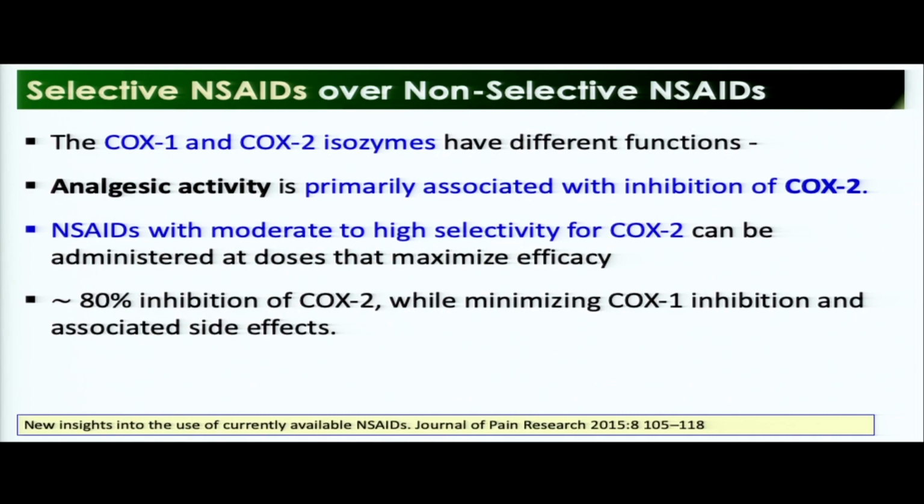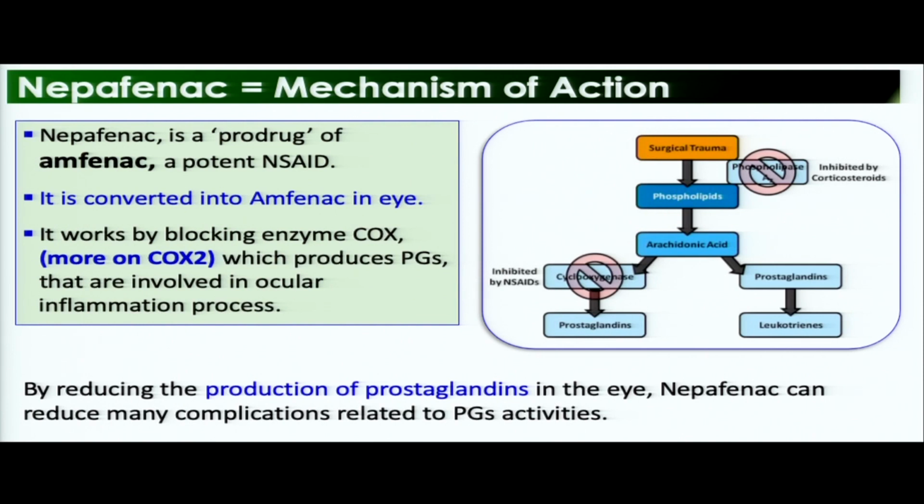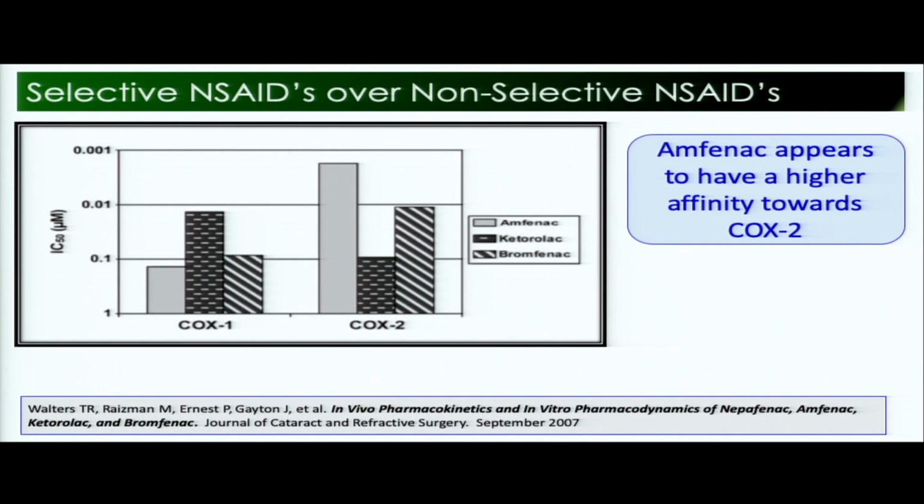And there is also the concept of selective versus non-selective NSAID. So there are two COX inhibitors, COX-1 and COX-2. COX-2 is more with analgesic property. So if you have an NSAID which is more COX-2 and less COX-1, probably that is good. So Nepafenac is the prodrug of Amfenac, with the same mechanism of action. So it has higher affinity towards COX-2.